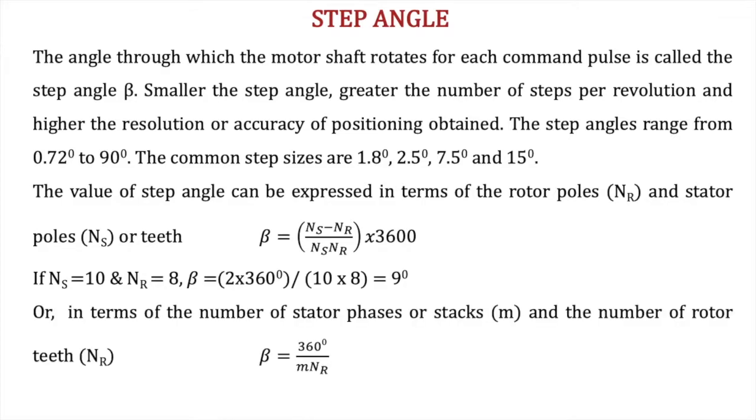This is also calculated in terms of the number of stator phases or stacks and the number of rotor teeth. So beta then becomes 360 degrees divided by m x Nr, where m is the number of stator stacks and Nr is the number of teeth on the rotor. So when m = 3, that is, the number of phases is 3, and the number of poles on the rotor is 8, beta will be equal to 15 degrees.